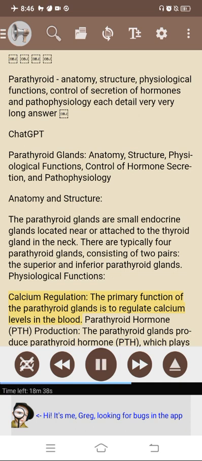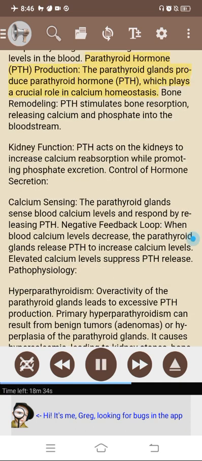Calcium regulation. The primary function of the parathyroid glands is to regulate calcium levels in the blood. Parathyroid hormone (PTH) production. The parathyroid glands produce parathyroid hormone, PTH, which plays a crucial role in calcium homeostasis. Bone remodeling. PTH stimulates bone resorption, releasing calcium and phosphate into the bloodstream. Kidney function. PTH acts on the kidneys to increase calcium reabsorption while promoting phosphate excretion.